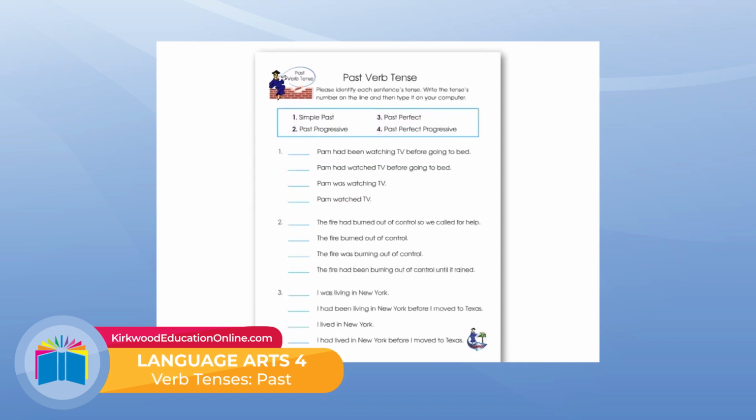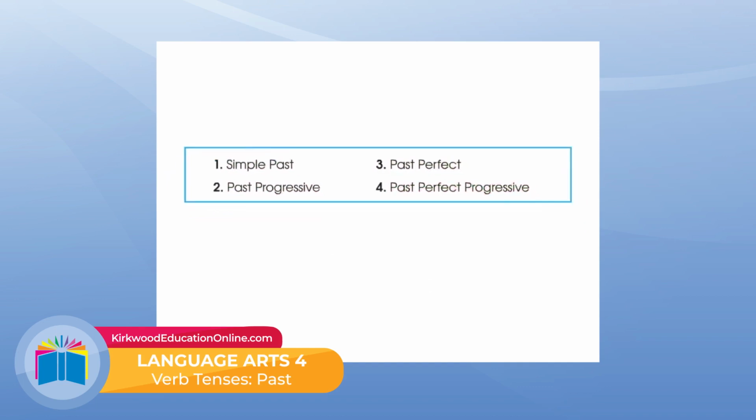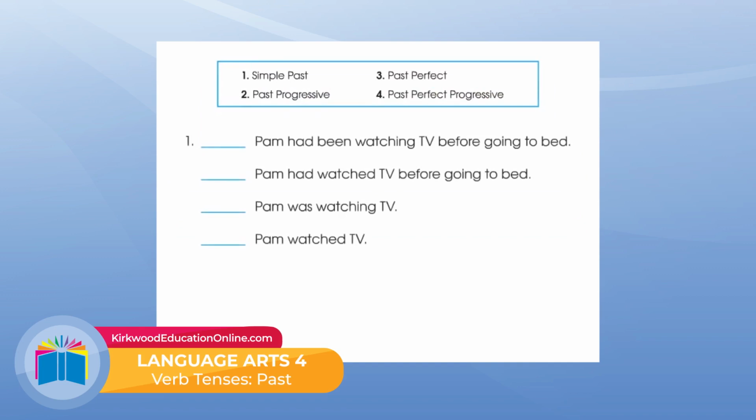Now, look in the blue box, the blue framed box. You have a choice of simple past, past progressive, past perfect, and past perfect progressive. Now your job is going to be to read each sentence and make a decision of what kind of past tense it is. So look at the first sentence. Pam had been watching TV before going to bed. Well, what is it?